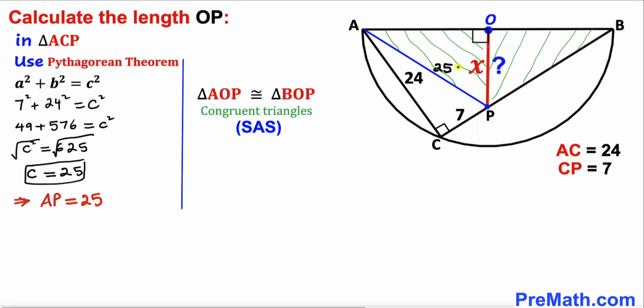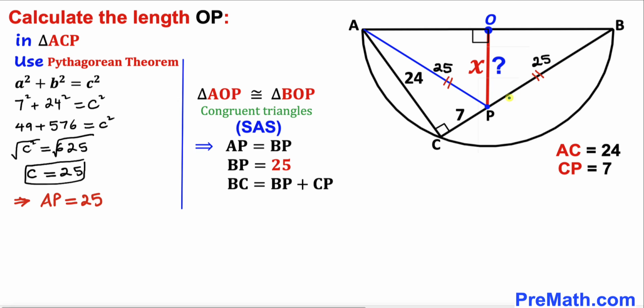Now let's focus on these two triangles AOP and BOP. They are congruent triangles according to the side angle side theorem. Since this angle is 90 degrees, this angle is 90 degrees as well. This is the radius and this is the radius as well, and this is their common side. Therefore, we conclude that side length AP is equal to side length BP. So BP turns out to be 25 units.